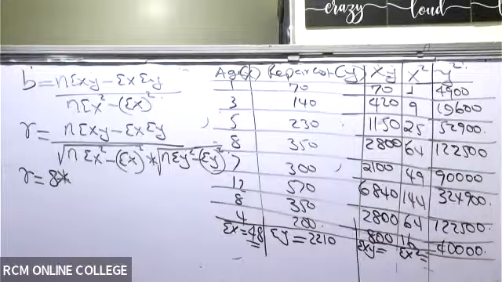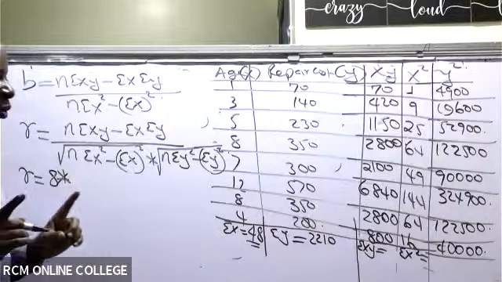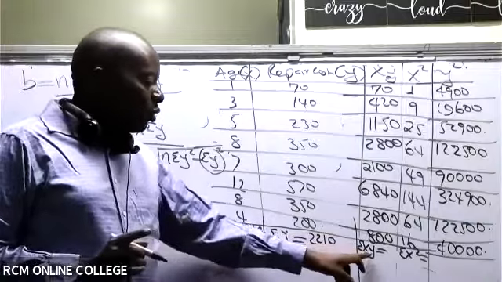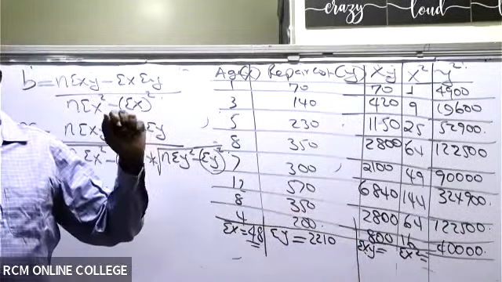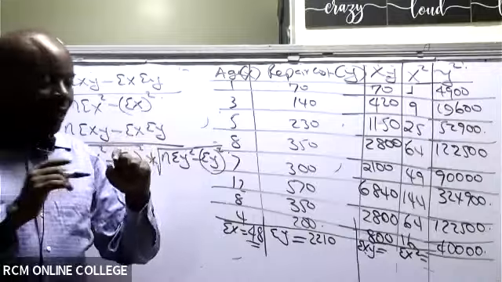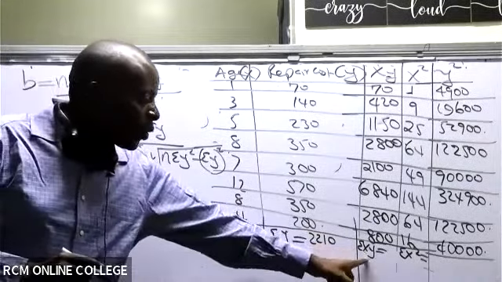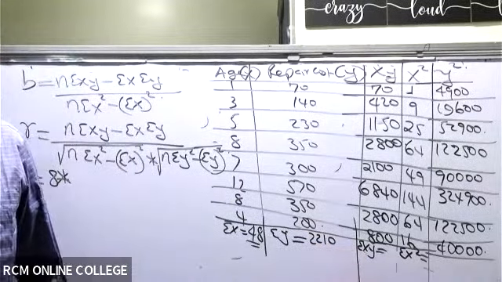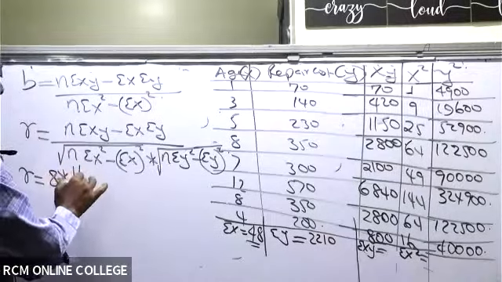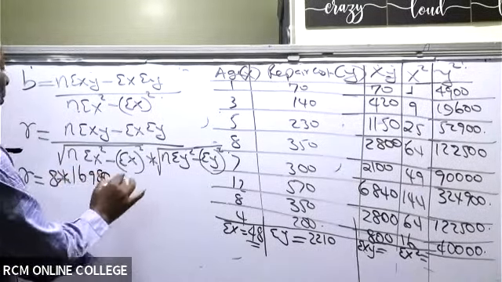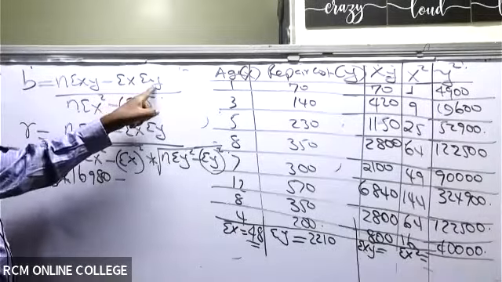Anybody who can remind Mwalimu the summation of xy would really be happy. Summation of xy, not sum of x alone, not sum of y. This xy was 16,980. I hope you are able to remember that. Minus now summation of x times summation of y.